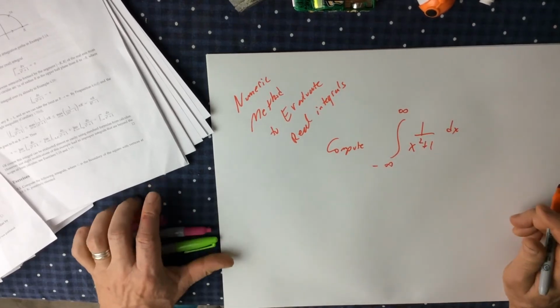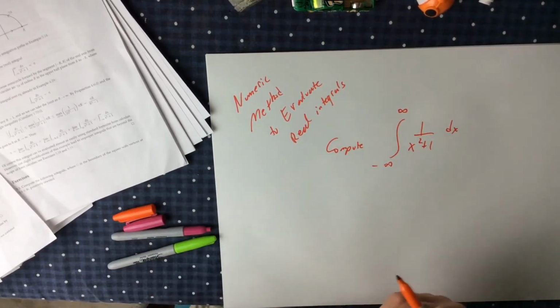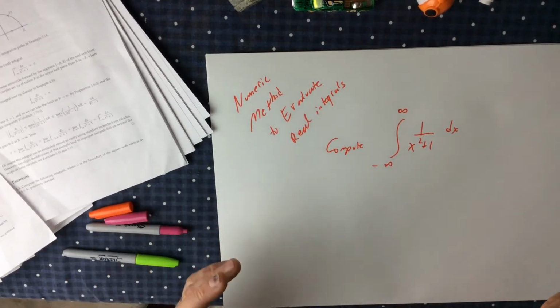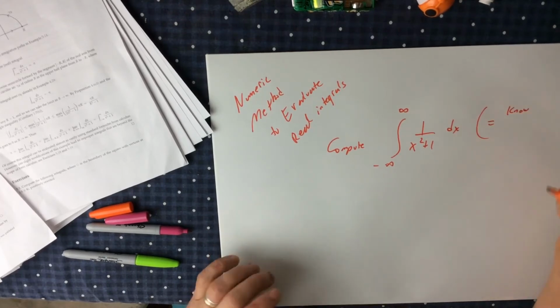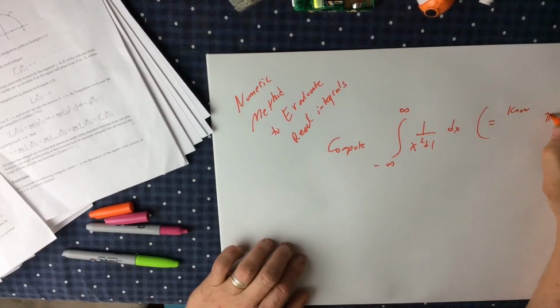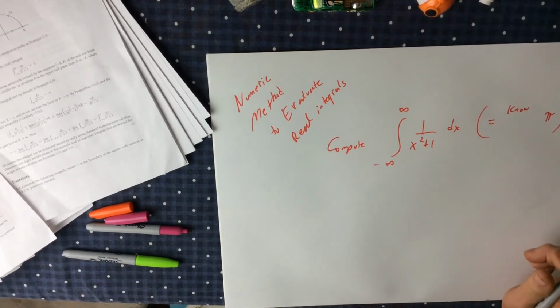Now, you actually know how to do this. This is the arctangent, and you know the arctangent to the right goes to pi halves and the left goes to minus pi halves. So you already know from Calc 2 that your answer is going to be pi in your world of infinite integrals.